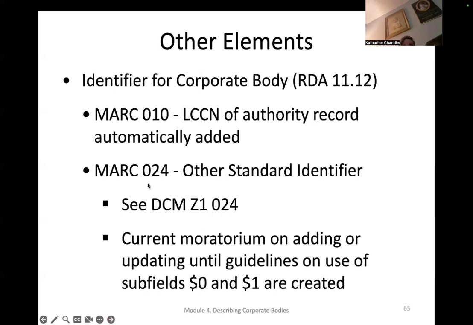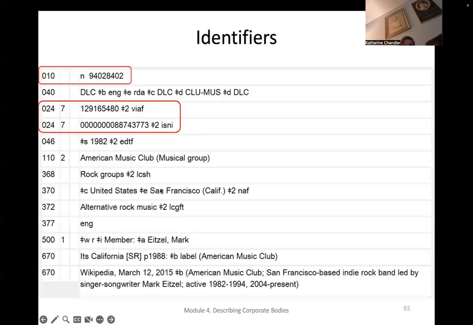Identifier for corporate body, MARC 010 is the LCCN of the authority record, automatically added. MARC 024 is another standard identifier, for example Z1024. Current moratorium on adding or updating until guidelines on use of subfields 0 and 1 are created. So here is an example with an 010 and 024 and another 024.